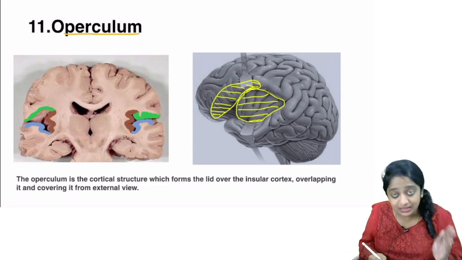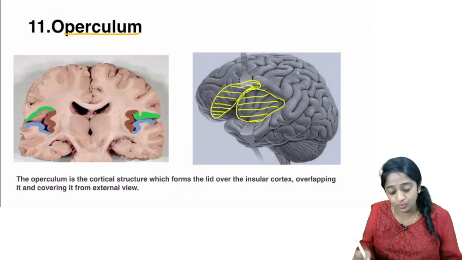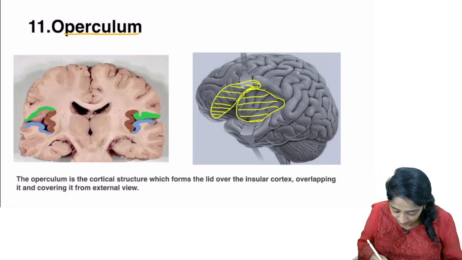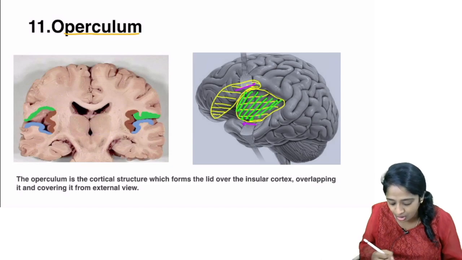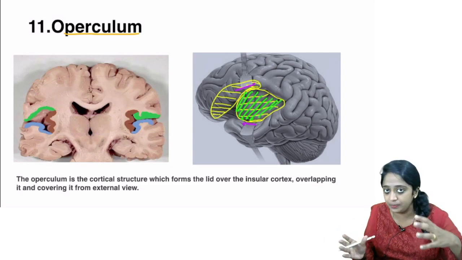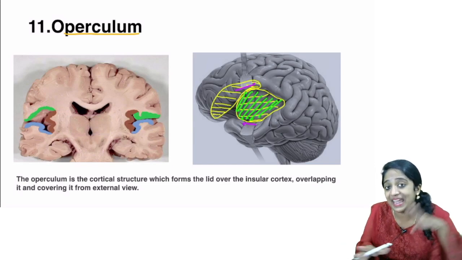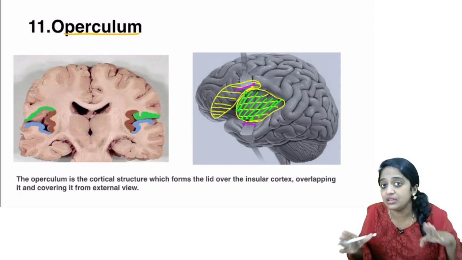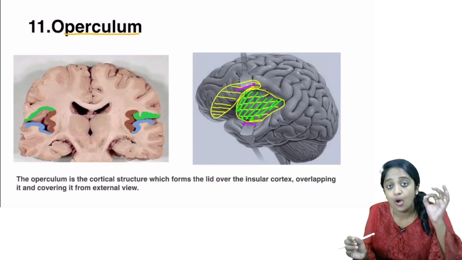So what is it covering? It is covering the insular cortex. In this section, I have retracted the brain parenchyma like this so that I am able to see one important structure known as the insular cortex. When I move the retractors, what will happen? These lobes of the cerebral hemisphere will come together and cover this insular cortex from the external view. So the part of the cerebral hemisphere covering the insular cortex from the external surface is called the operculum.